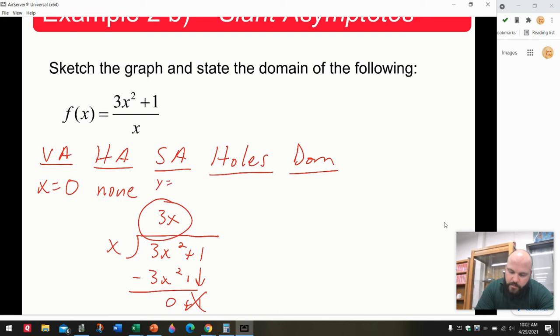This is our slant asymptote. So it's y equals 3x. The remainder part does not count. There will not be any holes because nothing's simplified and crossed out from the top and the bottom.